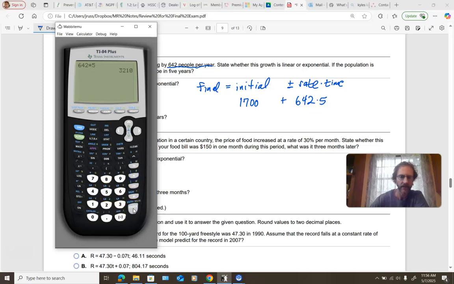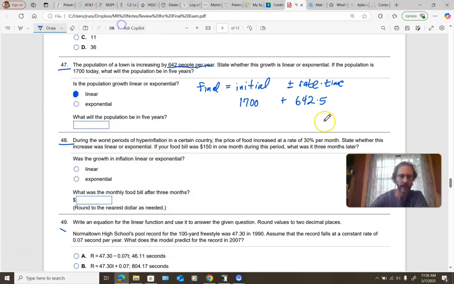Okay. Oh, well, it's 3,210. Then we're going to add this to the initial population, which is 1,700. We're going to get 4,910. 4,910.